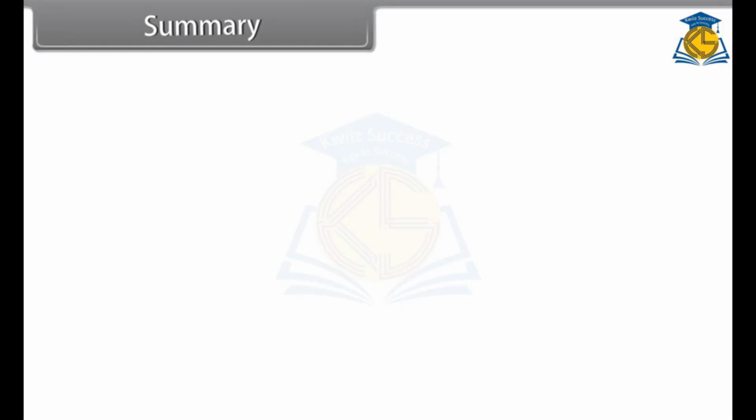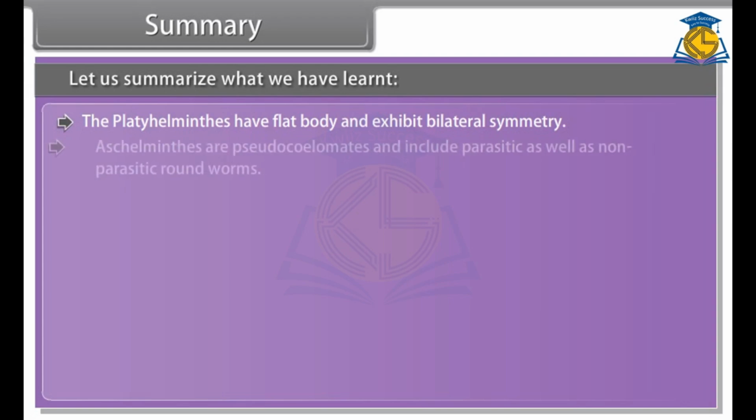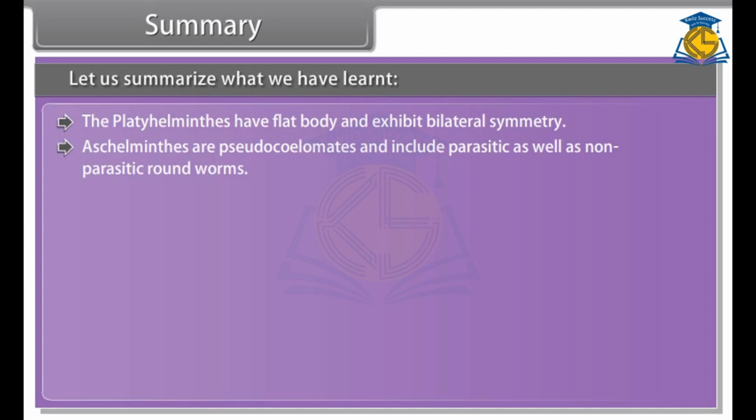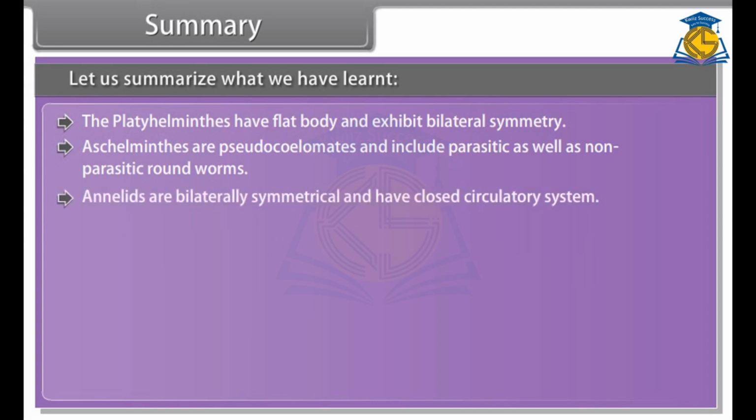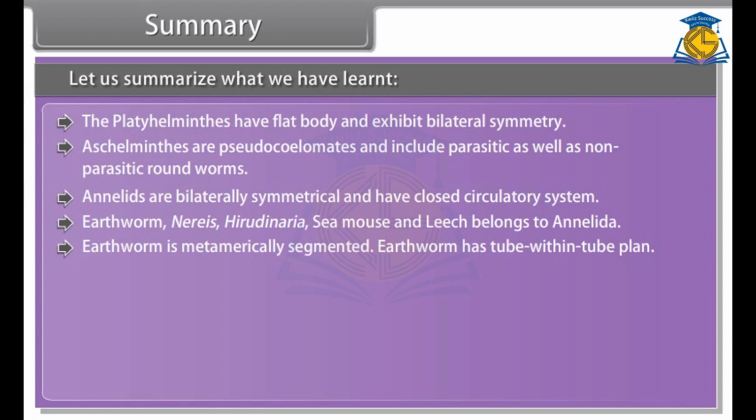Summary: Let us summarize what we have learned. The platyhelminthes have flat body and exhibit bilateral symmetry. Aschelminthes are pseudocoelomates and include parasitic as well as non-parasitic roundworms. Annelids are bilaterally symmetrical and have closed circulatory system. Earthworms, Nereis, Hirudinaria, sea mouse and leech belong to Annelida. Earthworm is metamerically segmented. Earthworm has tube within tube plan.